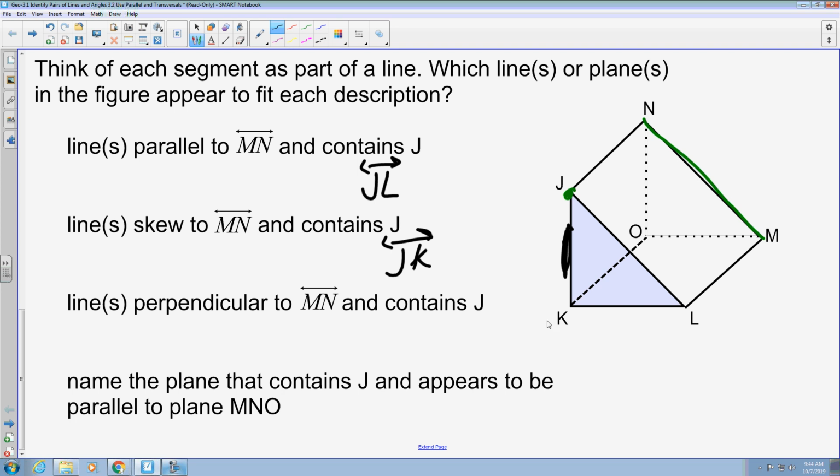And then they were looking for a perpendicular line to MN that also contains point J. That would be JN. And then they want you to name a plane that contains J and appears to be parallel to MO. So it's the triangle in the back, so it's going to be the triangle in the front, so plane JKL.